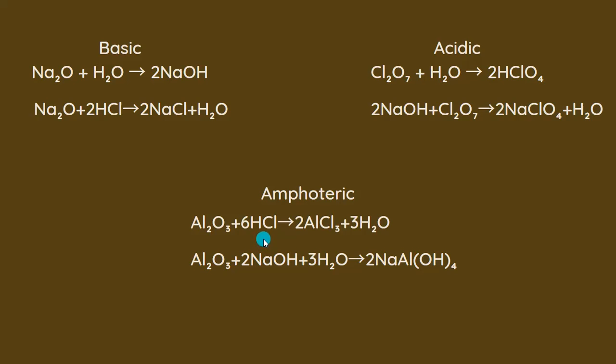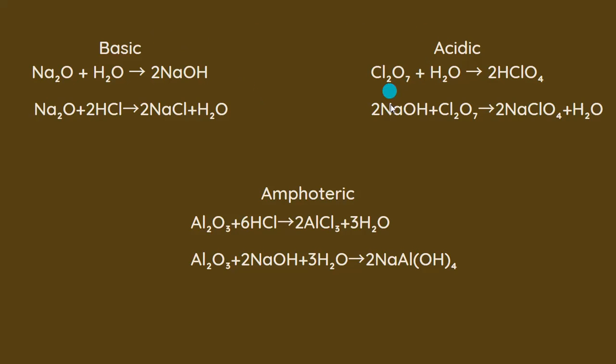HCl is an acid. Aluminium oxide will act as a base to lead to the formation of aluminium chloride. So aluminium oxide reacts with hot dilute HCl to lead to the formation of aluminium chloride. Whereas aluminium oxide, on reaction with hot concentrated sodium hydroxide, is acting as an acid to lead to the formation of sodium tetrahydroxoaluminate.